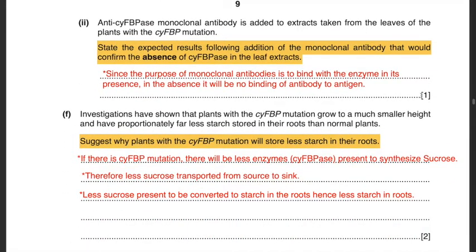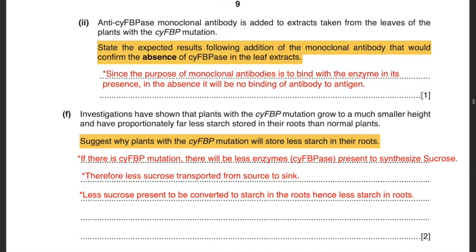Part 2. Anti-Cy/FBPase monoclonal antibody is added to extracts taken from the leaves of the plants with the Cy/FBP mutation. State the expected results following addition of the monoclonal antibody that would confirm the absence of Cy/FBPase in the leaf extracts. Since the purpose of monoclonal antibodies is to bind with the enzyme in its presence, in the absence there will be no binding of antibody to antigen.